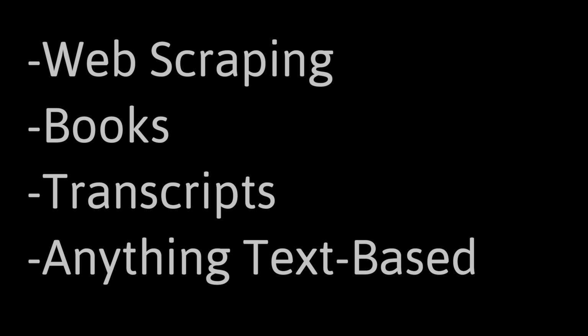Let's go. So first, what is an LLM? Is it different from AI? And how is ChatGPT related to all of this? LLMs stand for large language models, which is a type of neural network that's trained on massive amounts of text data. It's generally trained on data that can be found online. Everything from web scraping to books to transcripts, anything that is text-based can be trained into a large language model.